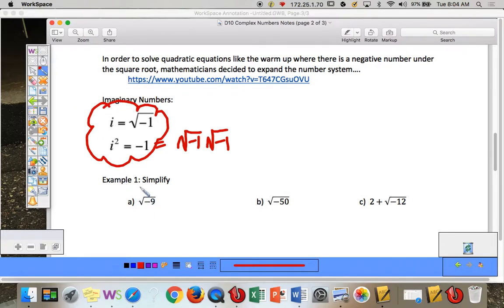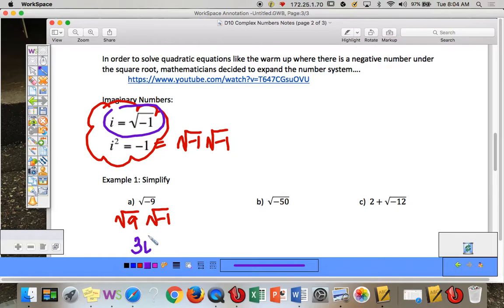So the first thing is simplify the square root of -9. We can break this apart into the square root of 9 times the square root of -1. We know that the square root of 9 is 3, and we know that the square root of -1 is i. So another way to write the square root of -9 is 3i. Let's try the next one, the square root of 50. So square root of 50, square root of -1.